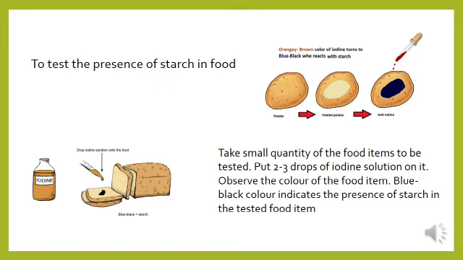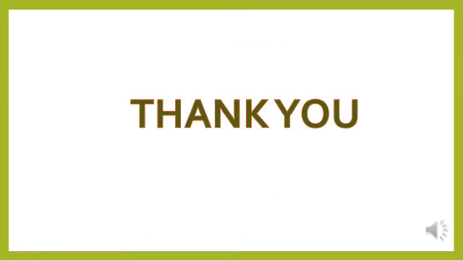Take out a small part of it, and put 2-3 drops of iodine solution on that food item with the help of a dropper. If you observe a blue-black color on the food item, it indicates the presence of starch in your food. This concludes that the item contains starch.